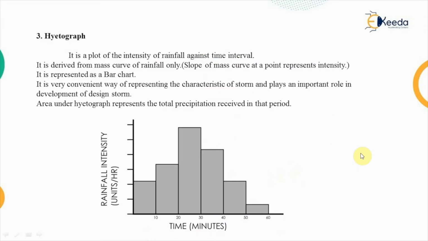Moving on to the next method, that is known as the hydrograph. Now, what is this hydrograph? It is a plot of the intensity of the rainfall against the time interval.